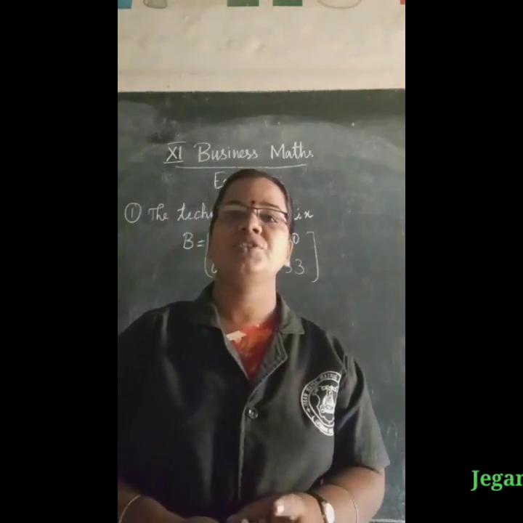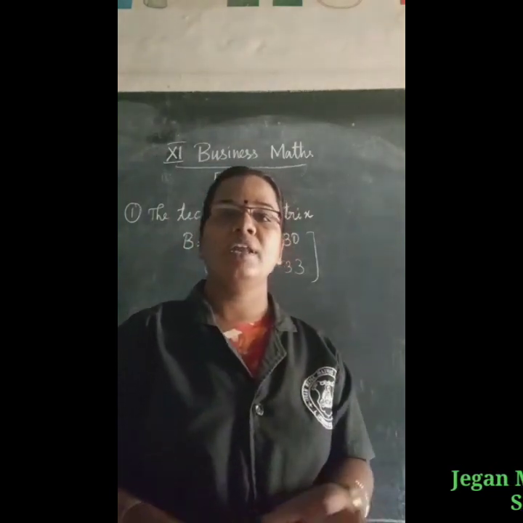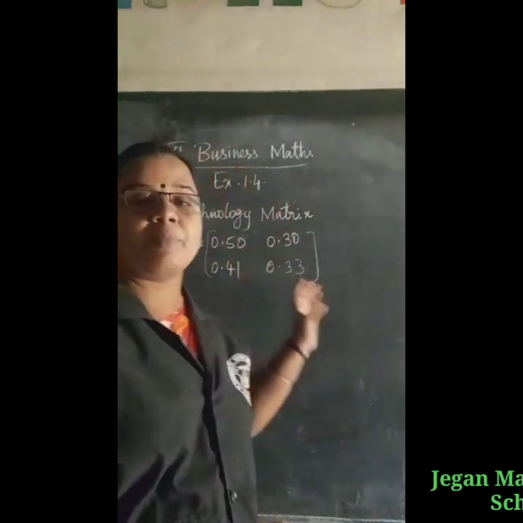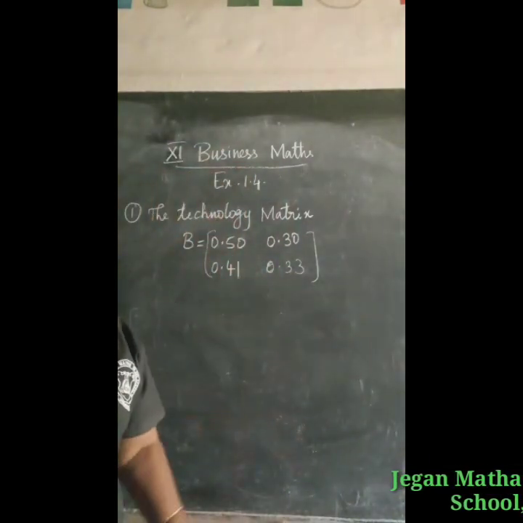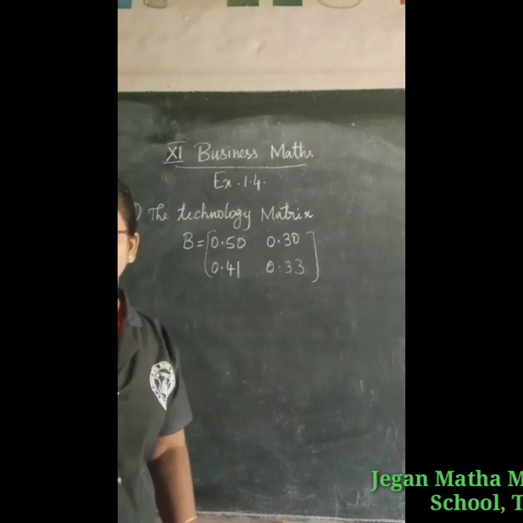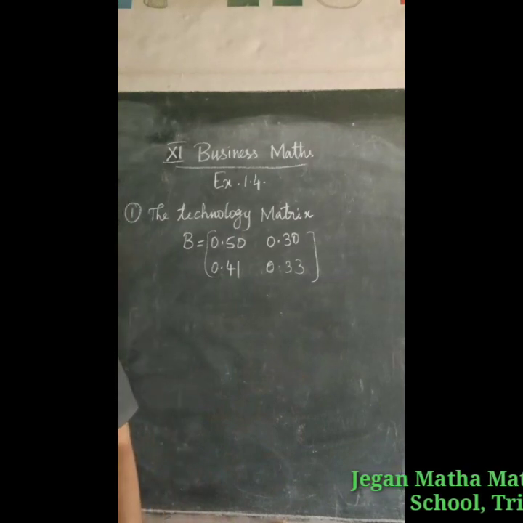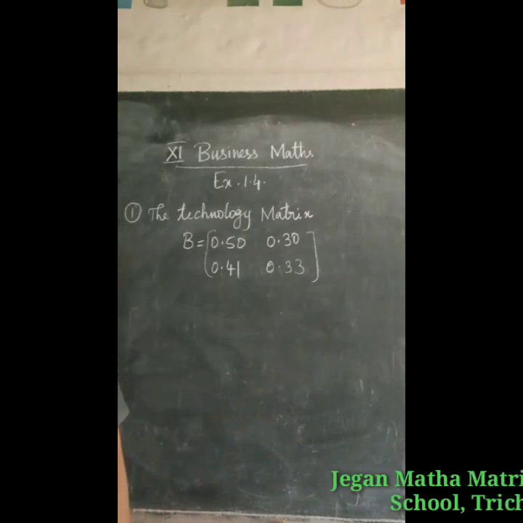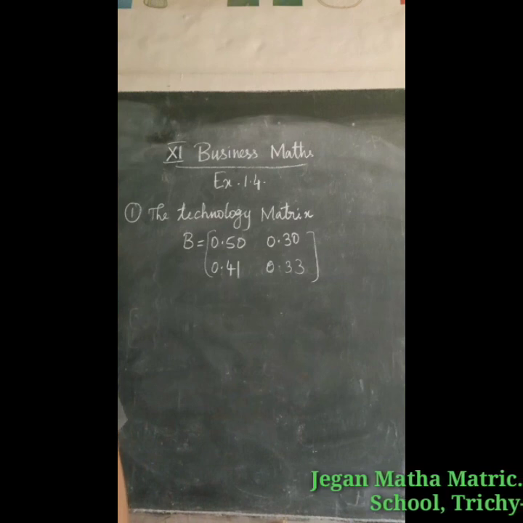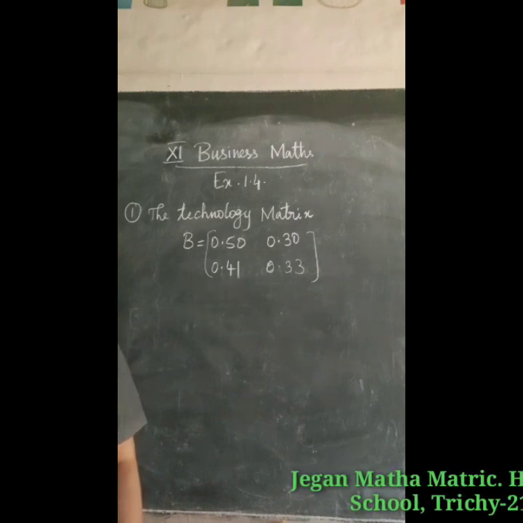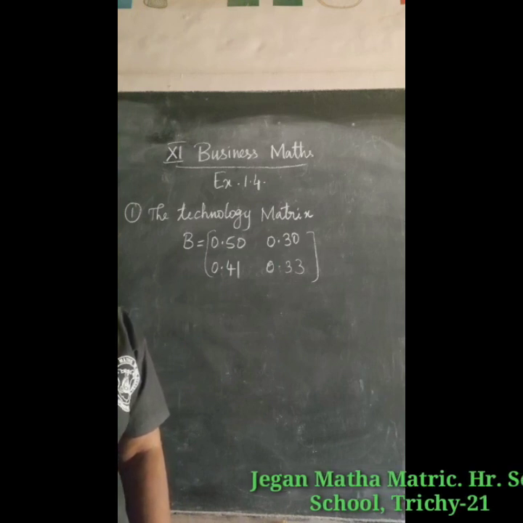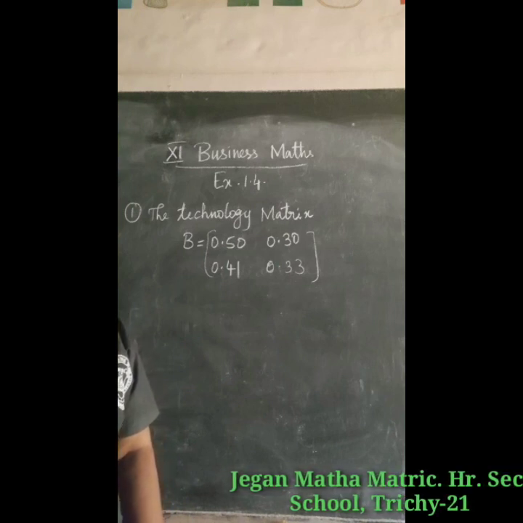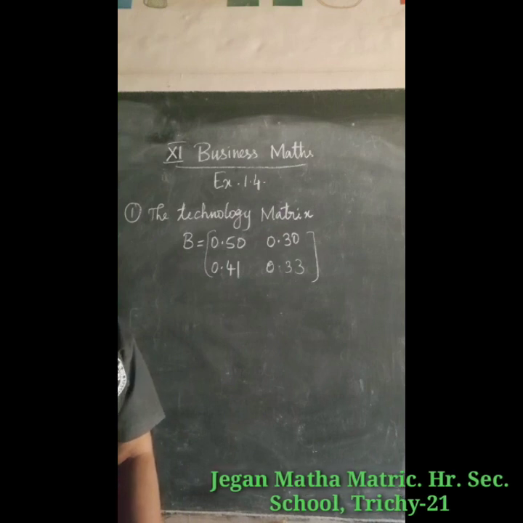Hello students, today we are going to see 11th standard business maths chapter 1 exercise 1.4 technology matrix. First question: the technology matrix of an economic system of two industries is 0.50, 0.30, 0.41, 0.33. Test whether the system is viable as per Hawkins-Simon condition.